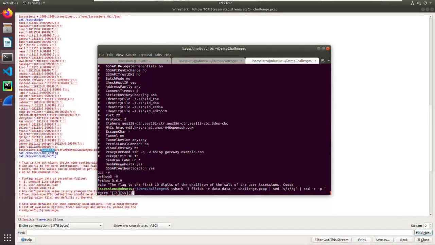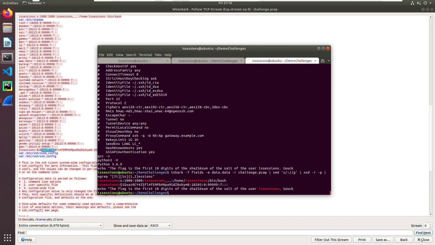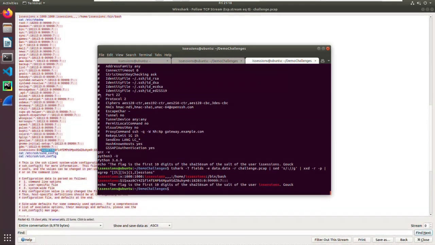We want this one once or twice, right? And then we can just do like I sessions or whatever. And then let's see if that works. And it does indeed work.